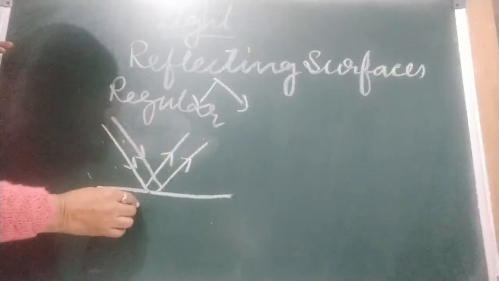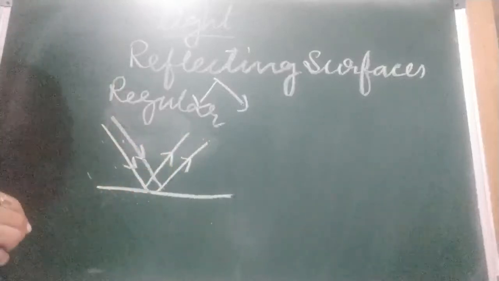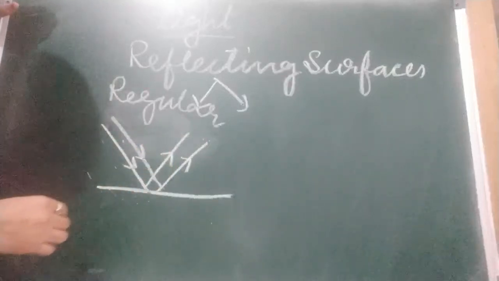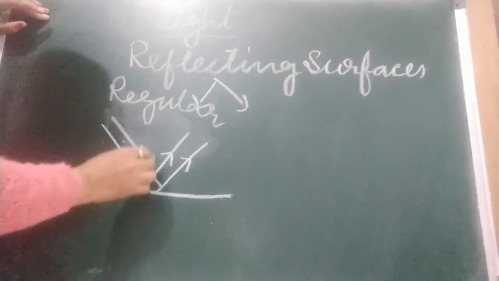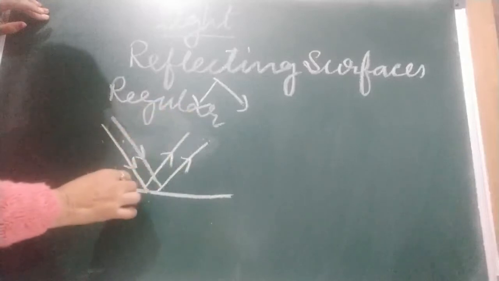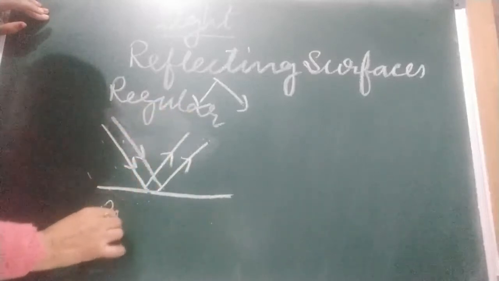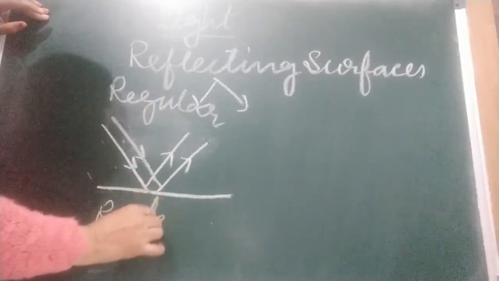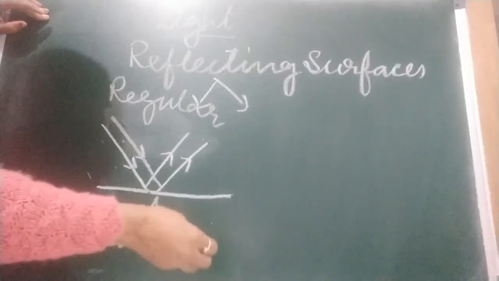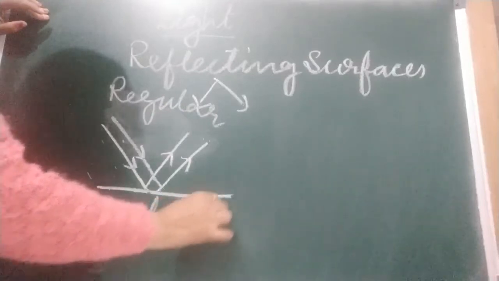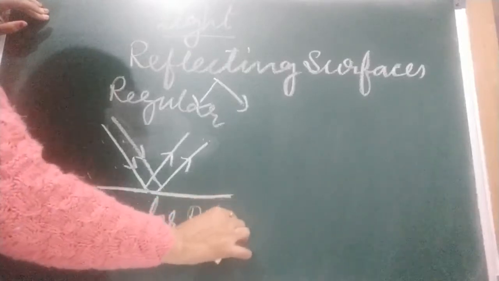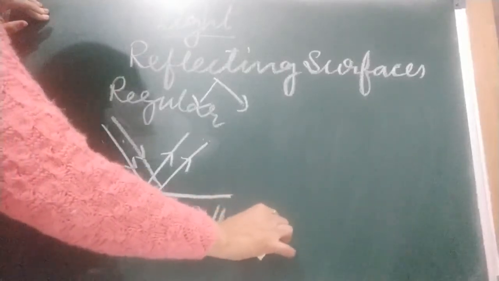From such surfaces we get a proper image, like a mirror. Reflection by a regular surface is referred to as regular reflection. Examples: mirror, steel plate, etc.